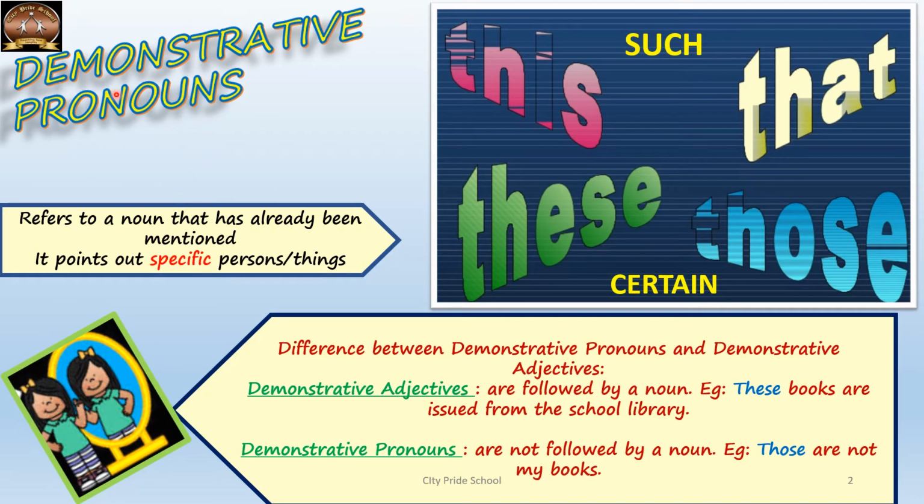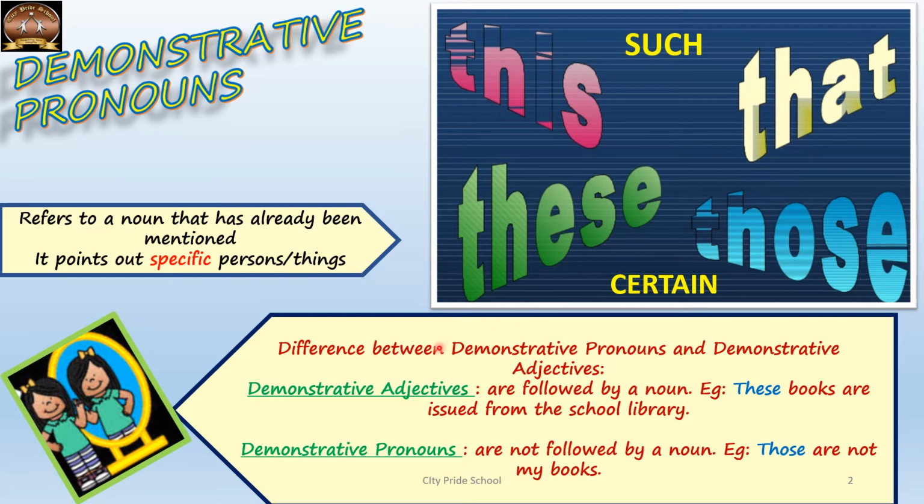Now, demonstrative pronouns, as the name suggests, are used to demonstrate. That means they refer to a noun that has already been mentioned. So, they point towards specific persons or things. And there are basically this, that, these, those. These are the 4 most popular demonstrative pronouns. Also, such and certain are at times used as demonstrative pronouns.